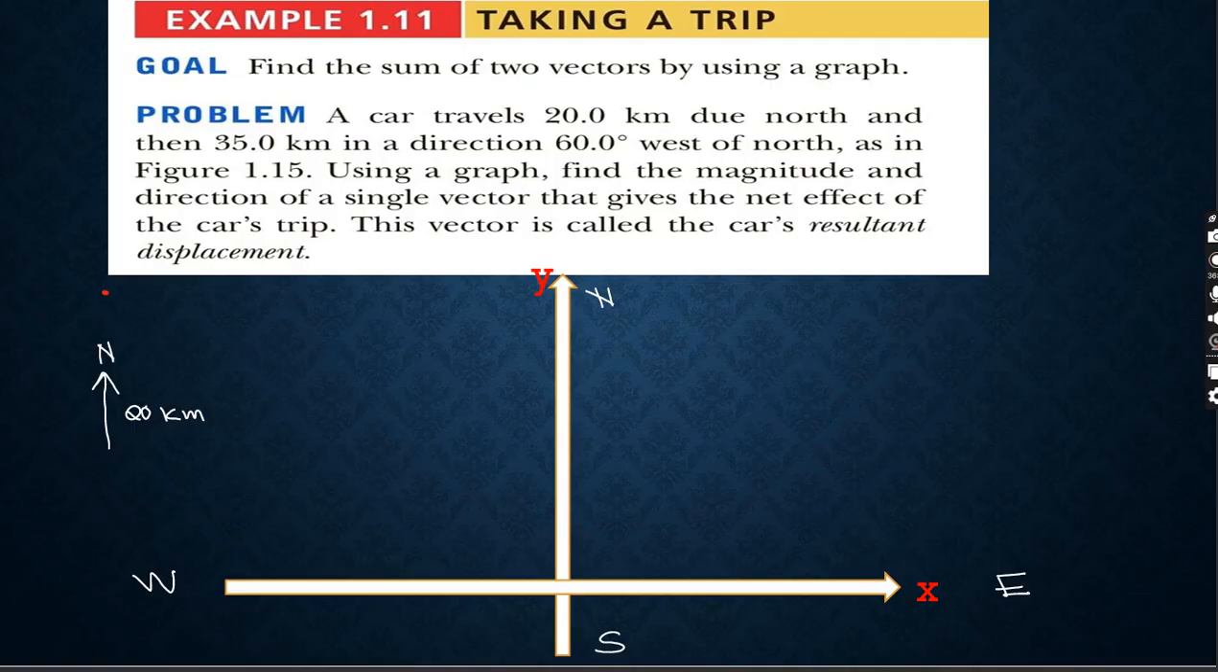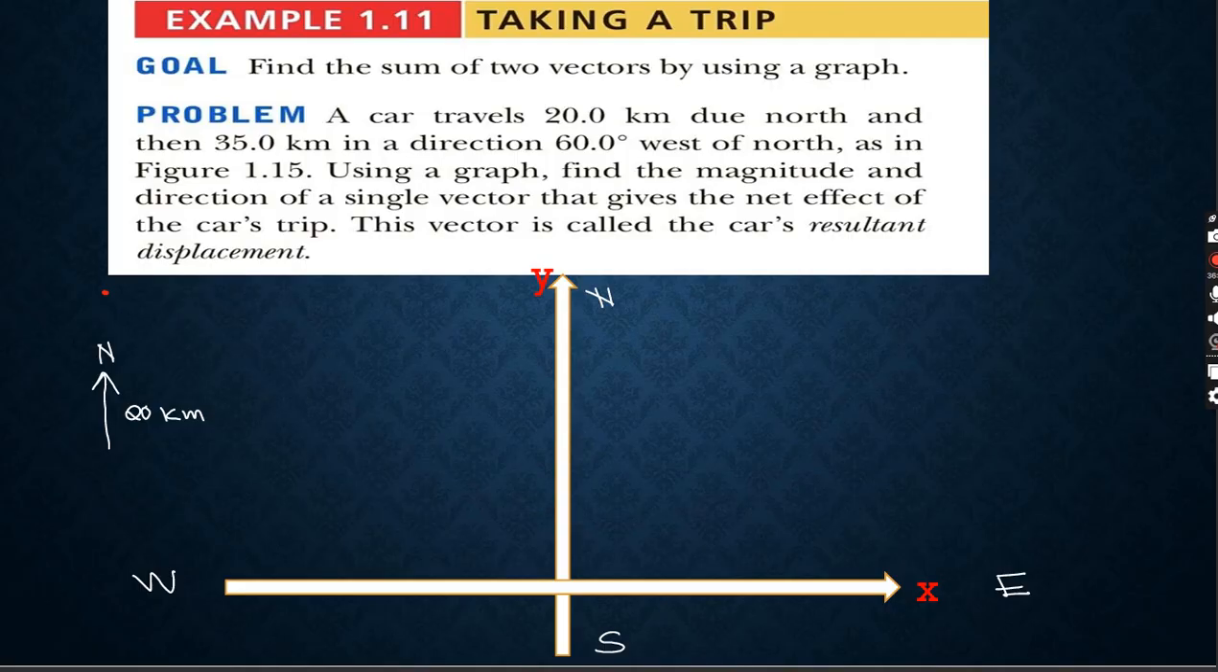Using a graph, find the magnitude and the direction of a single vector that gives the net effect of the car's trip. This vector is called the car's resultant displacement. There is some necessary information in the question, just because it is an example. So this question is all about finding the resultant vector using graphical methods.